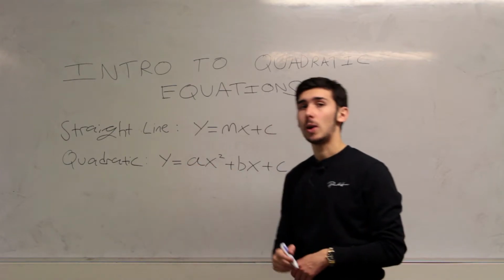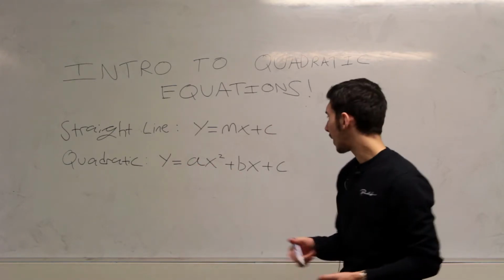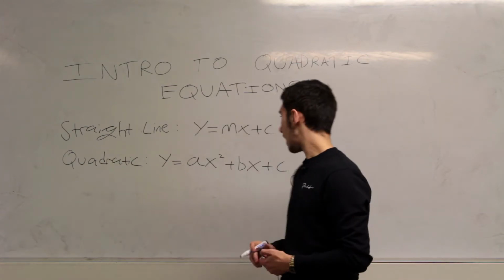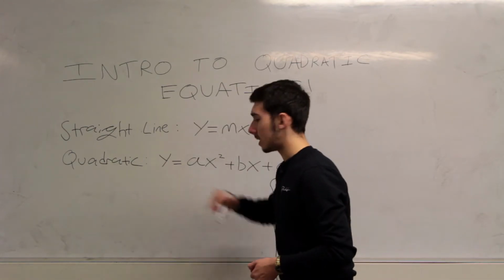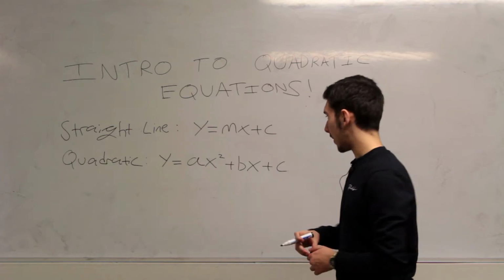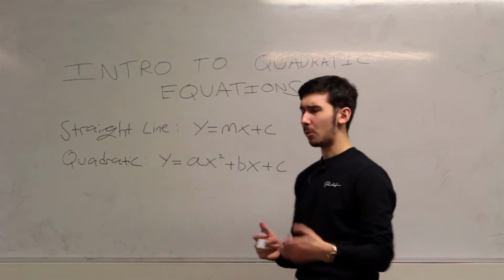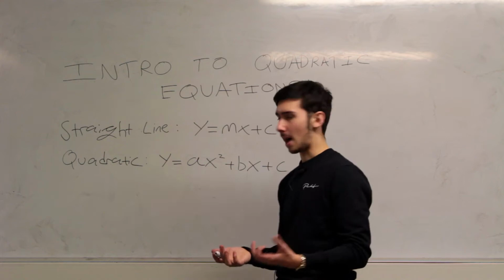X and y, as always, you don't get told what they are. They are variables. X is the independent variable, y is the dependent variable. Don't worry about that though. You won't get told what x and y are because, of course, they're variables.